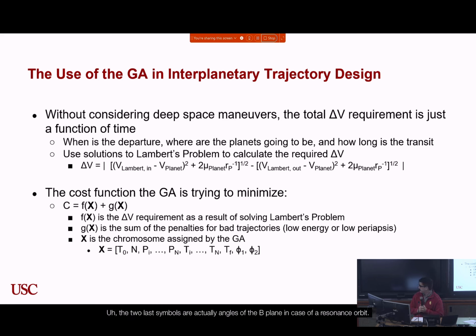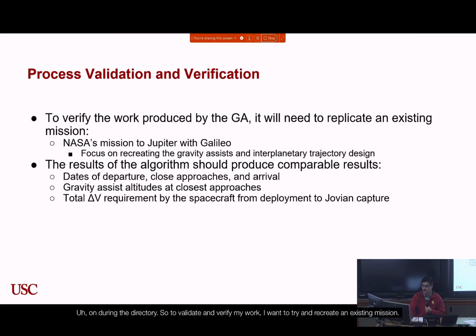And the 2 last symbols are actually angles of the B-plane in case of a resonance orbit during the trajectory. So to validate and verify my work, I want to try and recreate an existing mission. So I decided to try and recreate Galileo, NASA's mission to Jupiter.